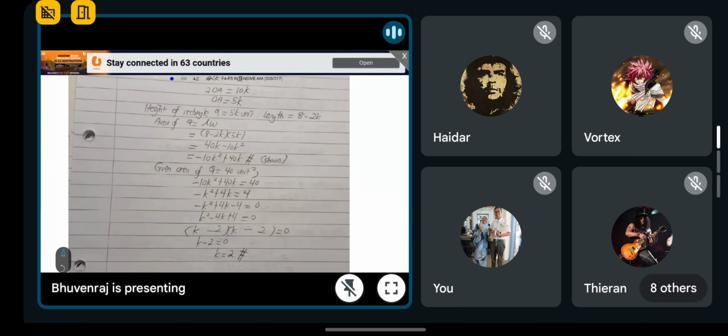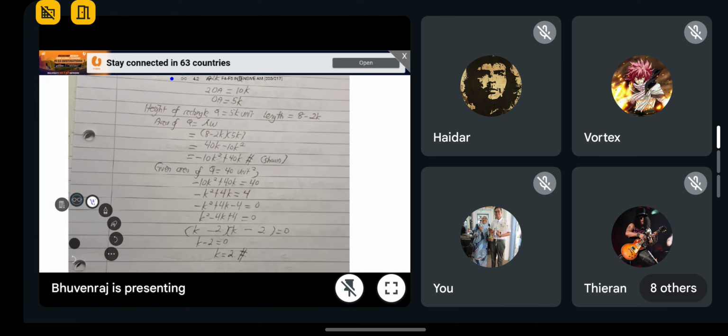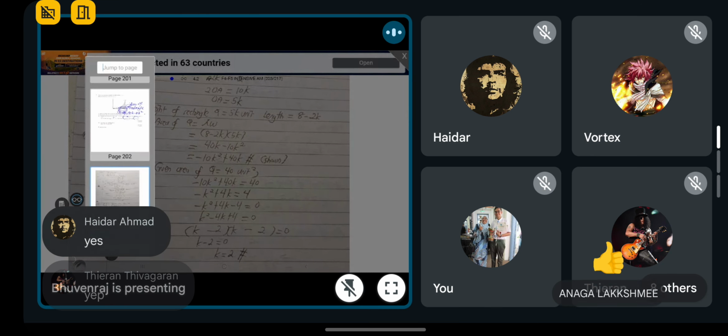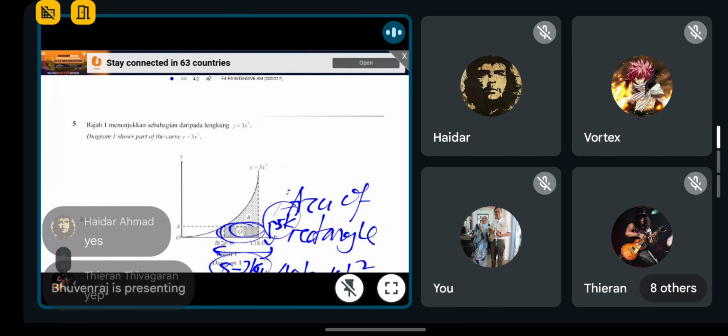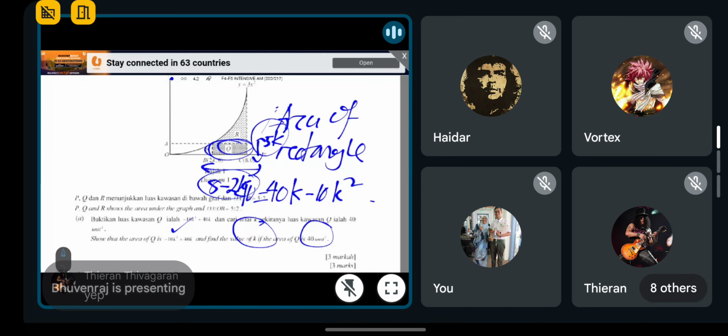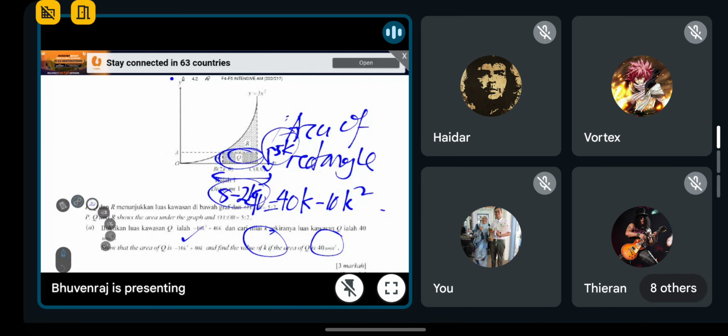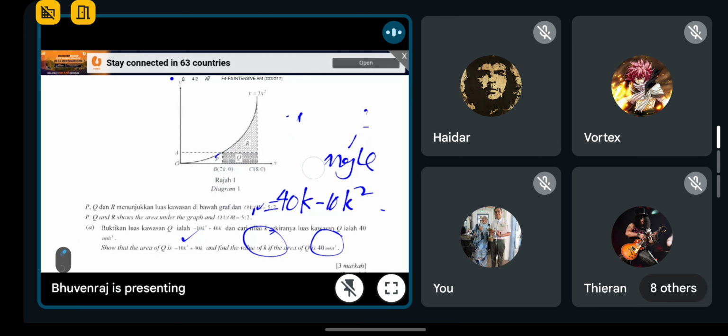Okay guys, any problem for part A? Can you all understand? Okay, no response means you all understand. So next one. Part B, find the area of R. So first guys, tell me the concept. How to find area of R? Apa tolak apa? What minus what?